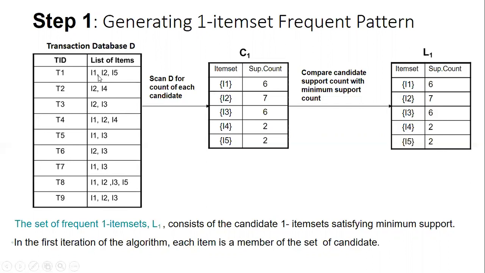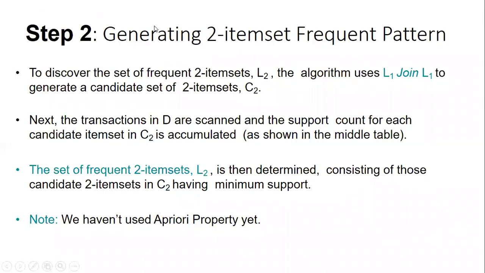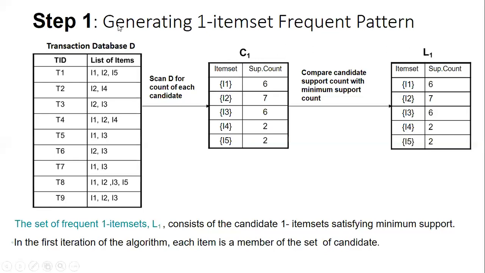Then how many times is I1 occurring? You can see, I1 is 1, 2, 3, 4, 5, 6. So support count is 6. Similarly, I2, I3, I4, I5 will be counted. Okay. Next, this is the candidate.